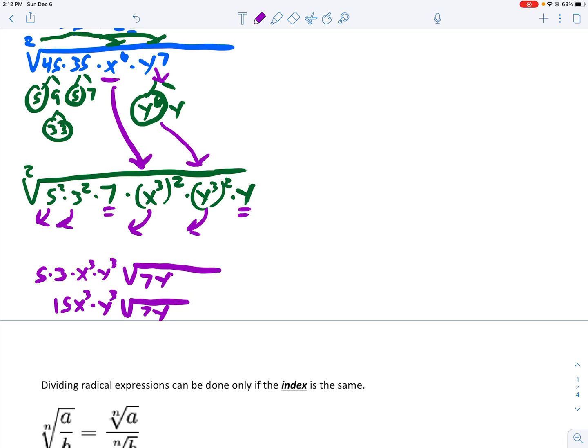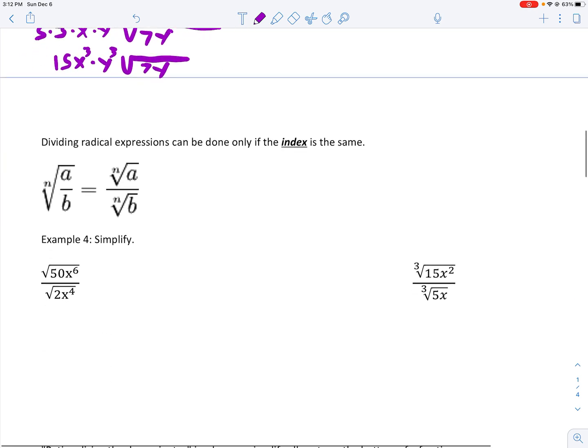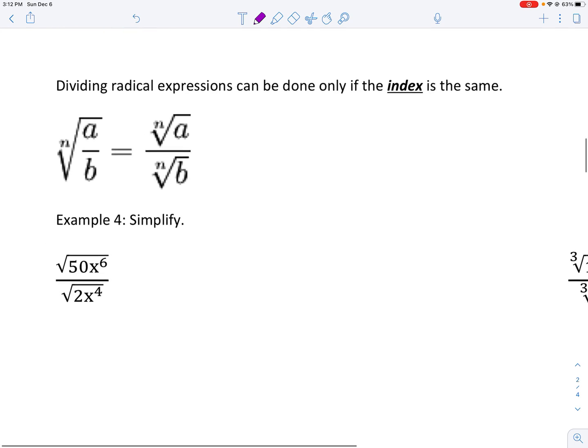So that's multiplication. Division is kind of similar, but again, it only works if you have the same index. You have to divide by the same index. That means whatever root you have to be dividing by has to be the same. So again, this works both ways. You can split into 2 or you can make it into 1. Whatever way makes it easier to solve.